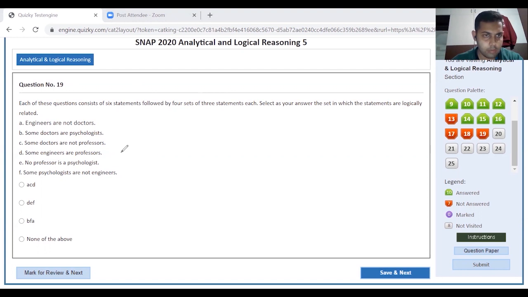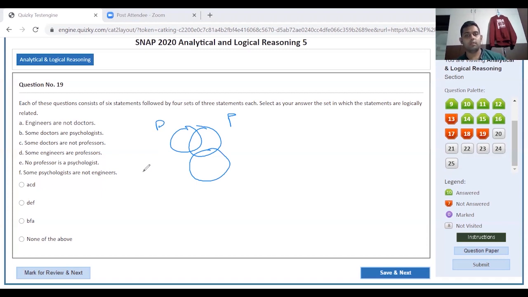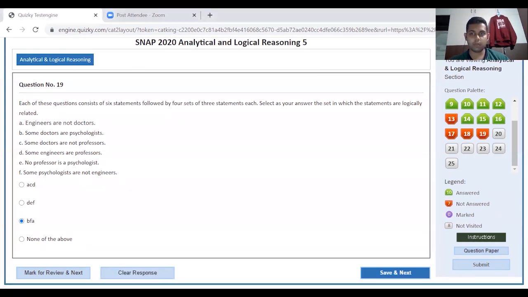See this DF, some engineers are professors. No professor is a psychologist. Hence, some psychologists are not engineers. No, no relation again. BFS, some doctors are psychologists. Some psychologists are not engineers. And engineers are not doctors. I think this fits because the storyline is including all three. I think it's a safe estimate to mark this.